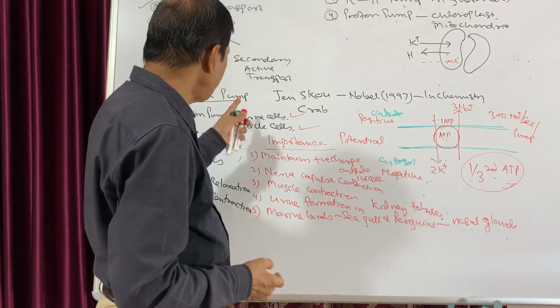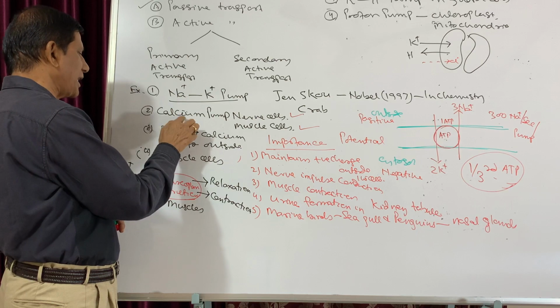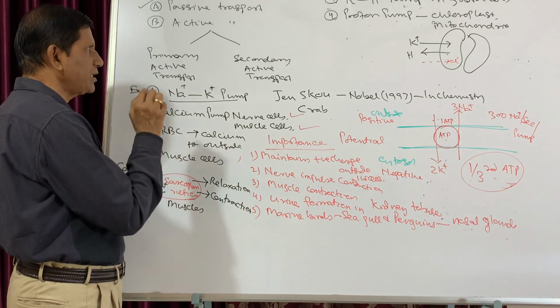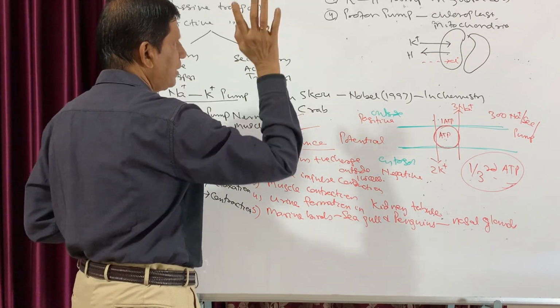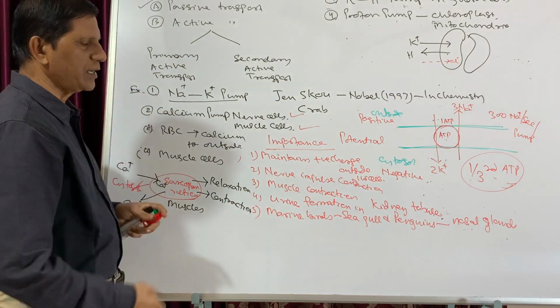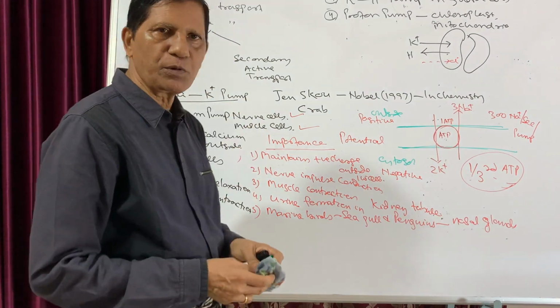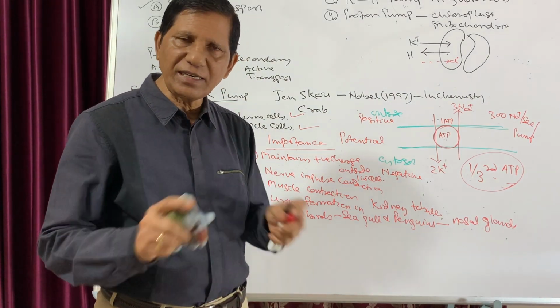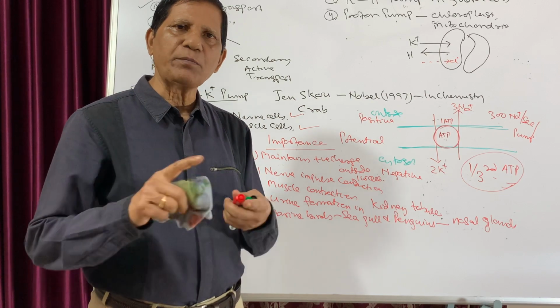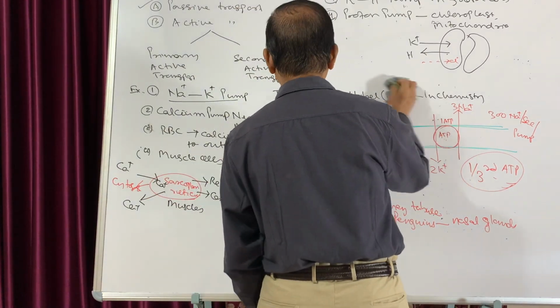So these are the different examples of this active process: the sodium potassium pump, the calcium pump which takes place in RBC and muscle cells, then the potassium hydrogen pump, and the proton pump. These are about the primary active transport. Now what is secondary active transport? In secondary active transport, metabolic energy is not directly used, but it is accompanied by some coupled reactions. So how it takes place, let us see.